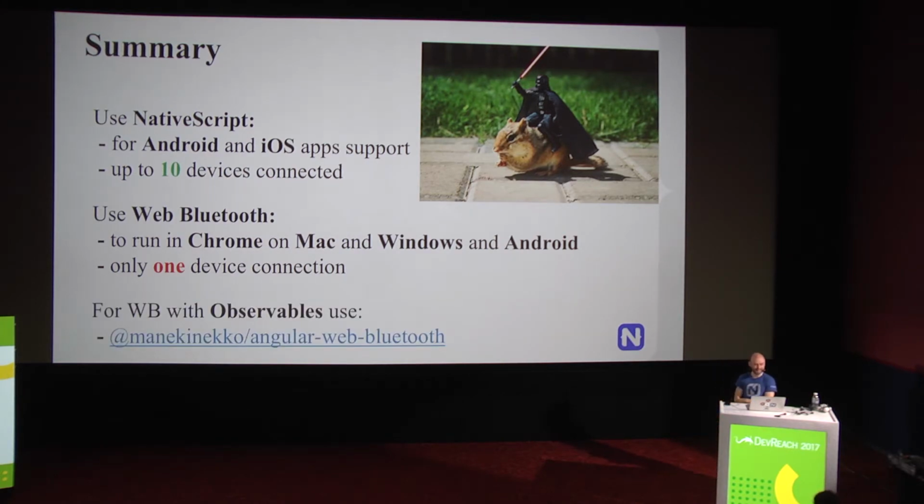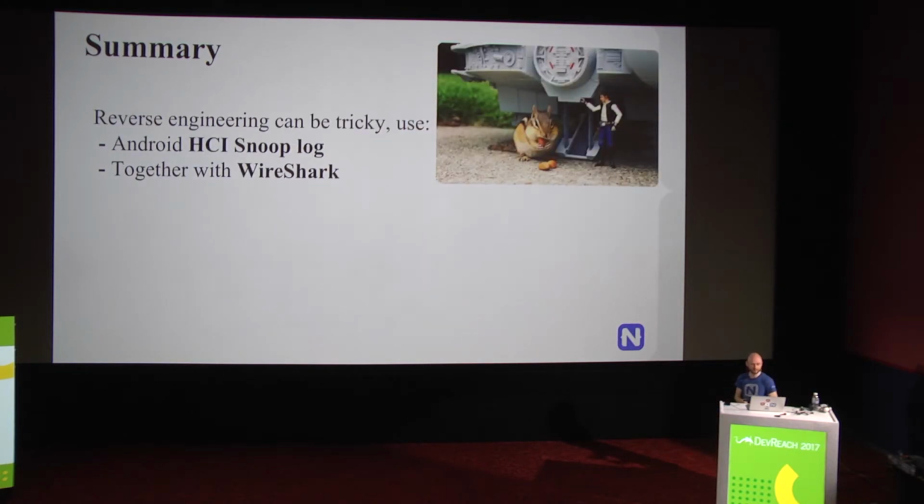And then there's another version of web Bluetooth. If you're into observables, you can use the plugin from Wasim. It's pretty cool. Rather than getting promises back, you get observables, so you can cancel the instruction or retry if, let's say, the connection failed, which happens sometimes.